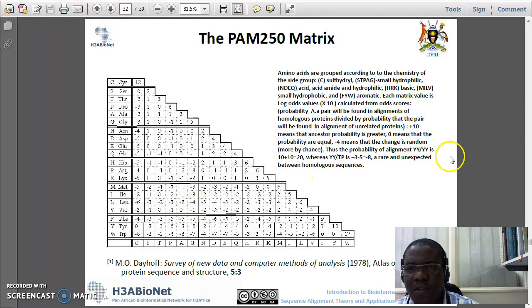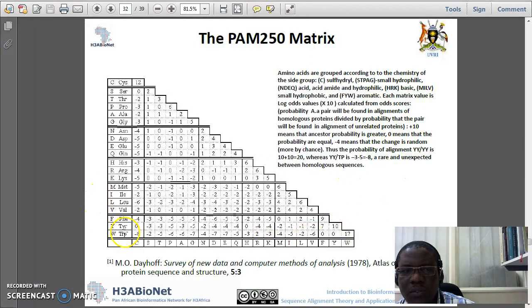do obviously the scoring. So what the numbers themselves really mean is that where you have a high score, for example like this, a plus 10, that means that the ancestral probability is greater there. So you can be confident that in that position, aligning those two residues, so aligning a Y with a Y, means that for those two positions from both sequences, the ancestral relationship is very much probable. Whereas when you have a lower score, for example -4, it just means that that change is really random, more to do with chance than an evolutionary relationship.